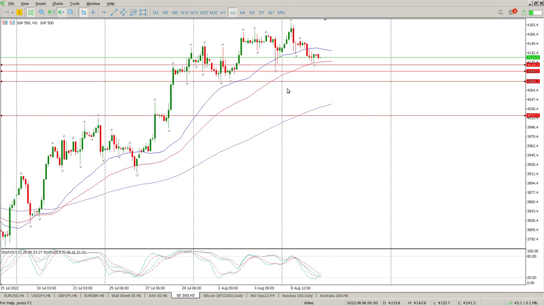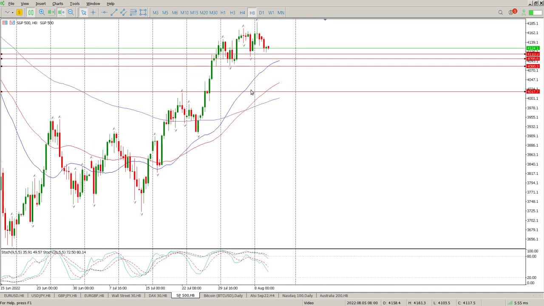If we start dropping below this 4080, then definitely looking at 4,000 as the next level. Just bear in mind, we are in an uptrend on the 3 hour at the moment, and we are in a confirmed uptrend on the 8 hour as well. So even a pullback to 4,000 is still within this uptrend. When we start dropping below this area here, which is, let's say, 3,900, then we more than likely continue to slide. So that's kind of where we are at the moment.